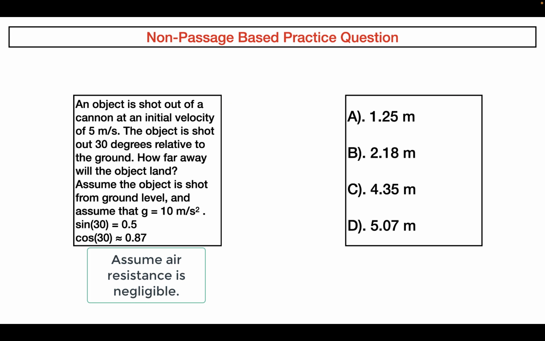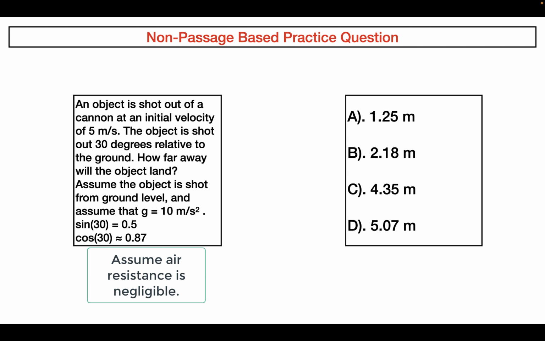So once again, an object is shot out of a cannon at an initial velocity of 5 meters per second. The object is shot out at a 30-degree launch angle. How far away will the object land? Assume that the object is shot from ground level, that g is equal to 10 meters per second squared, sine 30 is equal to 0.5, and cosine 30 is approximately equal to 0.87.